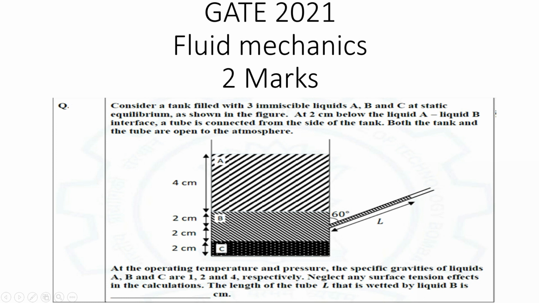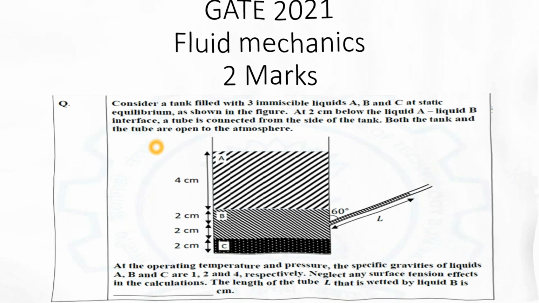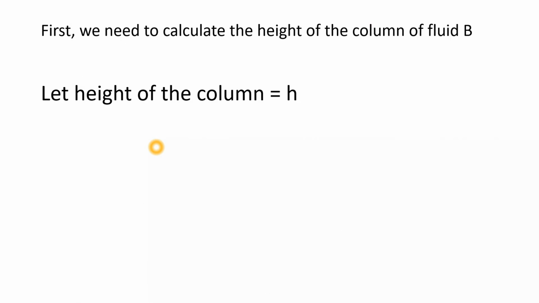A similar question on this concept was asked in GATE 2016 also. They gave different types of fluids and tubes, where we needed to calculate the height of the column of water or another fluid, kerosene and water I think. So first we need to calculate the vertical column. Let the height of the column be h. That is a vertical height, right?